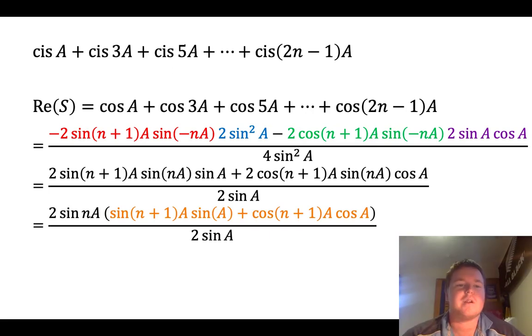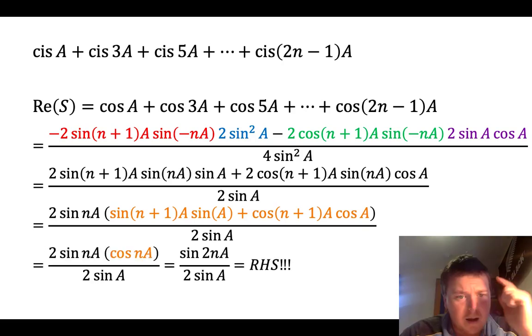And then this wasn't so obvious, but when we've got a sine plus a cosine, and they're the same angles, it's actually the right-hand side of the compound angle formula for cosine. So it's actually cosine of (n plus 1)a minus a, which becomes cosine of na. Okay, so there's a little bit of simplifying in that. And then we've got the double angle formula in the numerator, sine 2na over 2 sine a, and oh my goodness, 3 exclamation marks because it was so good to get through that.